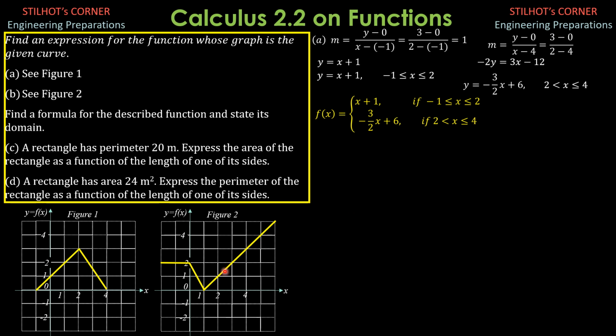For part B, the horizontal line has equation y equals 2. So y is 2 because all points on this horizontal line, the value of y is 2. Just like the equation of the x-axis is y equals 0, the equation of the y-axis is x equals 0.